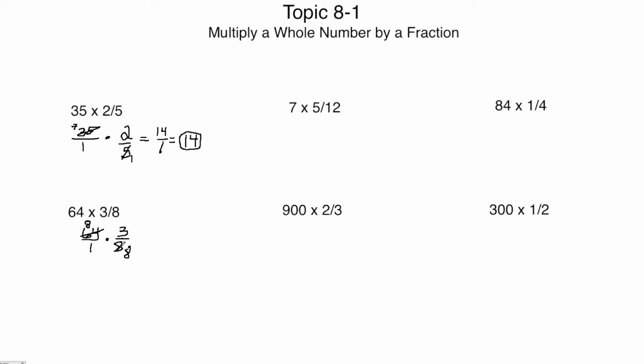8 goes into 8 one time, sorry, I made a mistake. 8 goes into 64 8 times. So the second step says multiply straight across. What's 8 times 3? 24. And what's 1 times 1? 1. What's 24 over 1, or 24 divided by 1? 24.